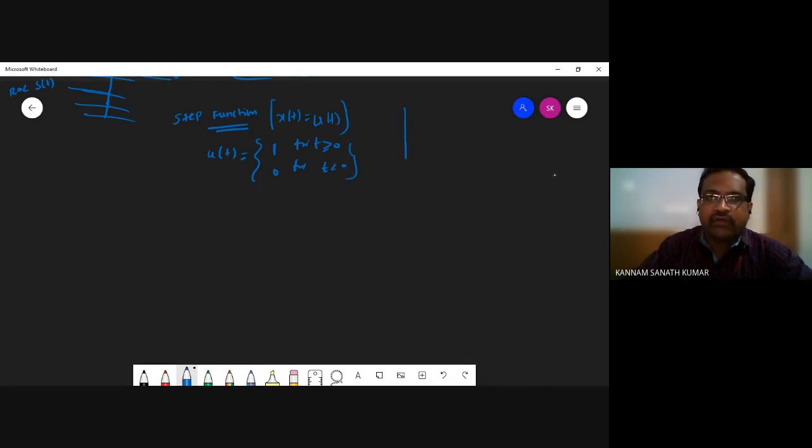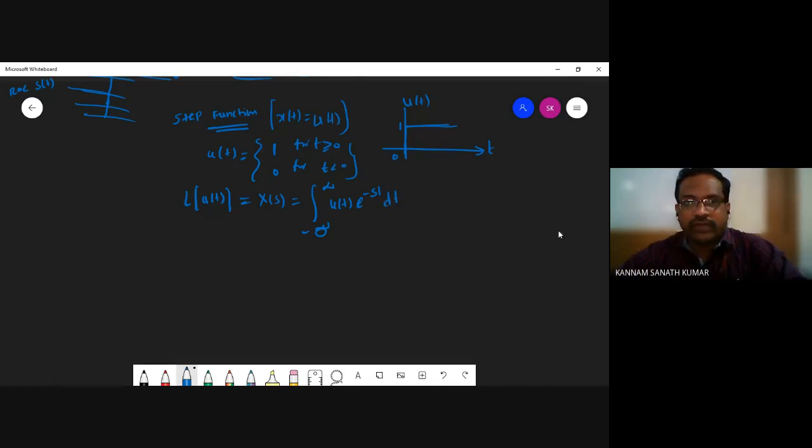So pictorially, this is the unit step function. This is u of t, and this is 0. This is 1. This is the signal t. Okay, so you need to calculate the Laplace transform of u of t. So the Laplace transform of u of t is x of s, the integration from minus infinity, but this is a unilateral function, so from 0 to infinity of u of t into e power minus st dt.